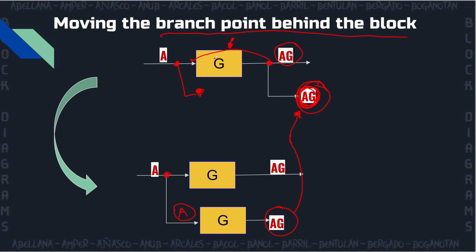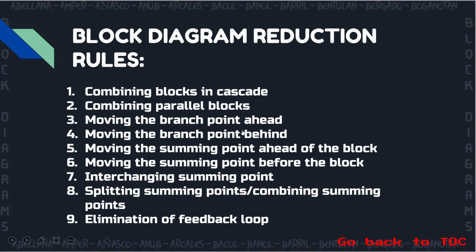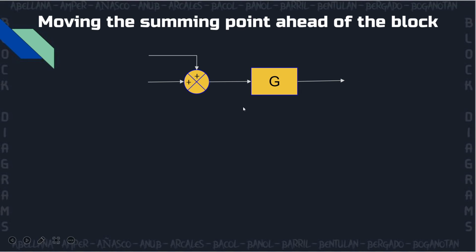Since you moved the branch point behind block G, you will now multiply the new branch point by whatever is inside this transfer function, which in this case is G. So now that we have finished discussing the fourth rule, let us go to the fifth rule, which is moving the summing point ahead of the block. So consider this block diagram with transfer function G and inputs A and B. Here we have a summing point in this part of the block diagram. So the output in this part of the block diagram would be A plus B.